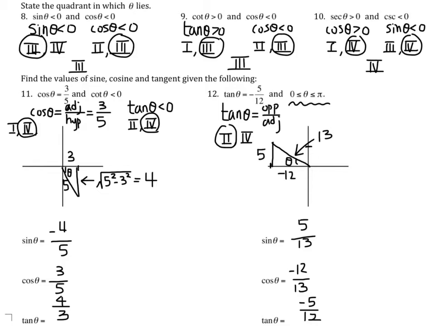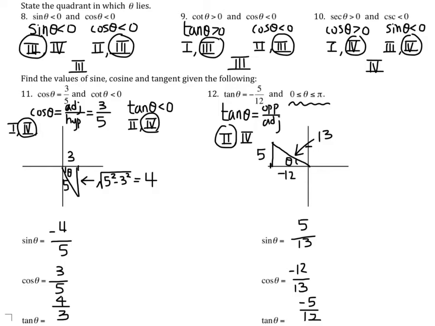Number 9, cotangent theta greater than 0. When will your cotangent theta be greater than 0? Whenever it comes to cotangent, I think about tangent. Tangent and cotangent are reciprocals of each other, so they should have the same sign. When will your tangent be greater than 0? Tangent is positive in the first and the third quadrant.